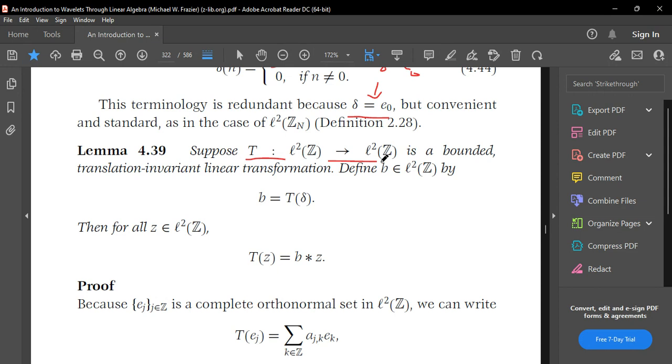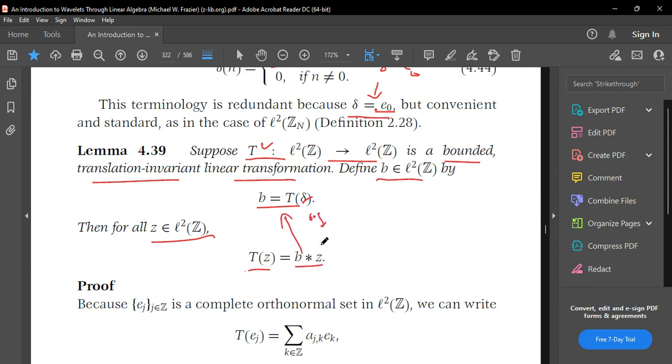In this next lemma, suppose T from L2 of Z to L2 of Z is a bounded translation invariant linear transformation. Define b belonging to L2 of Z by b is equal to T of delta, where delta is defined as E naught. Then for z belonging to L2 of Z, T of z can be represented as b star z, where b is the image of E naught.